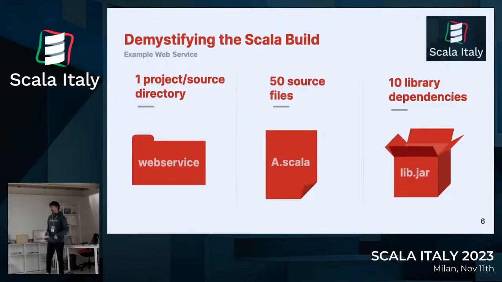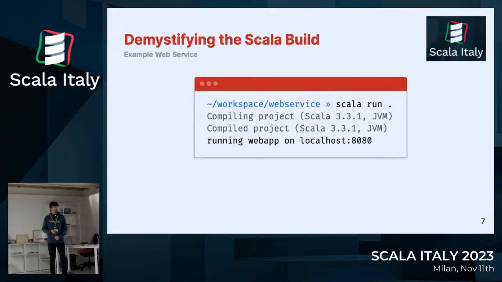So to give an example, let's say we have a web service that's all inside one project, and it has 50 source files that are all Scala files, and we have some library dependencies, about 10. And I'm using scala-cli to run this project, and it compiles and it's running. It's a web app.